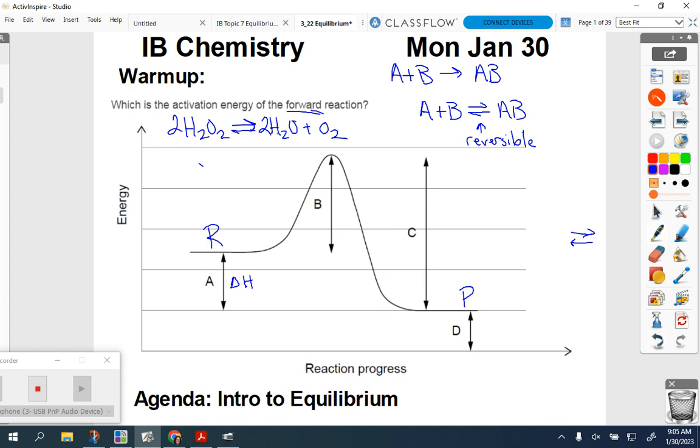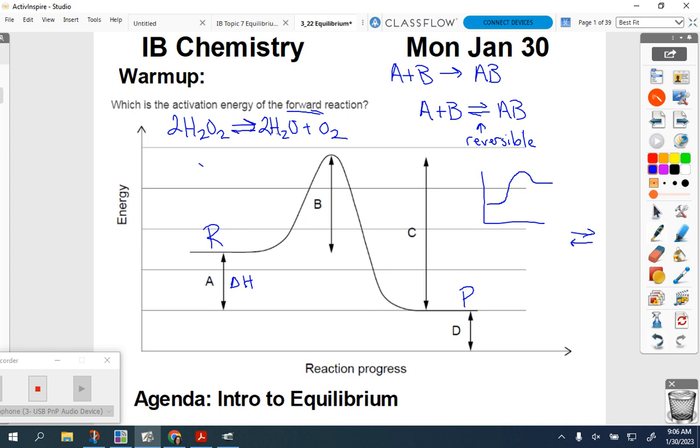So the reverse reaction, is it always a higher activation energy? No, because if my forward reaction was endothermic, then the reverse reaction would be exothermic and would have a lower activation energy.